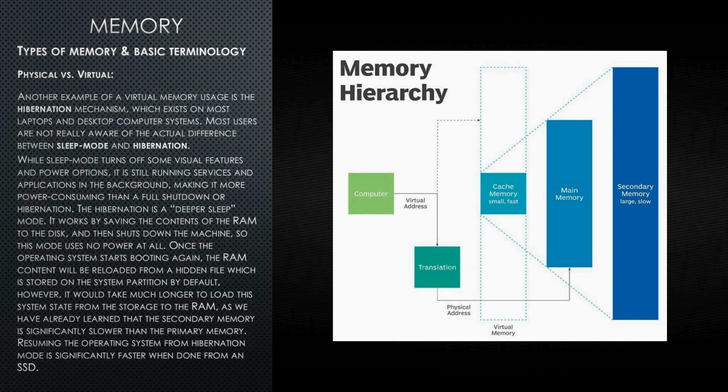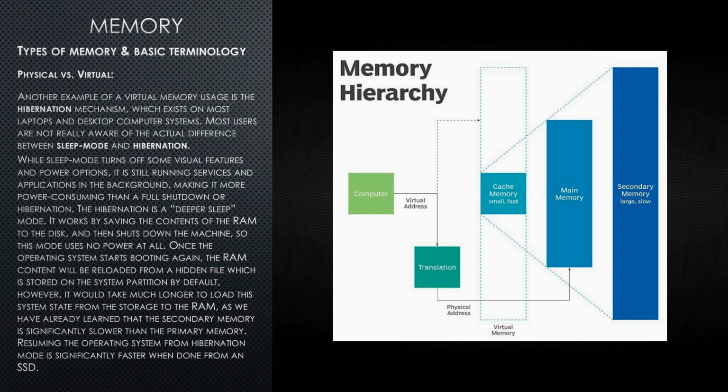Another example of virtual memory usage is the hibernation mechanism, which exists on most laptops and desktop computer systems. Most users are not really aware of the actual difference between sleep mode and hibernation. While sleep mode turns off some visual features and power options, it is still running services and applications in the background, making it much more power consuming than a full shutdown or hibernation. The hibernation is a deeper sleep mode. It works by saving the content of the RAM to the disk and then shuts down the machine, so this mode uses no power at all.